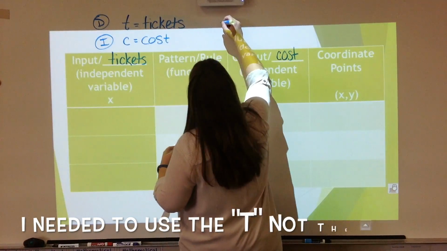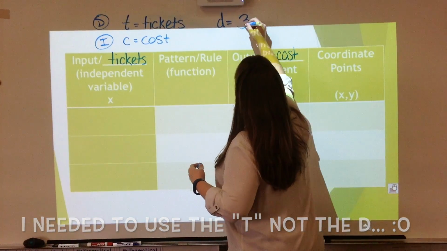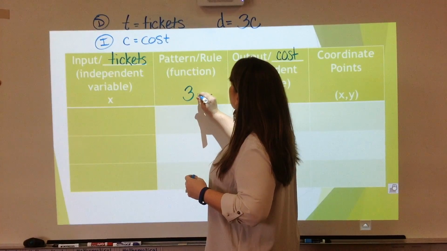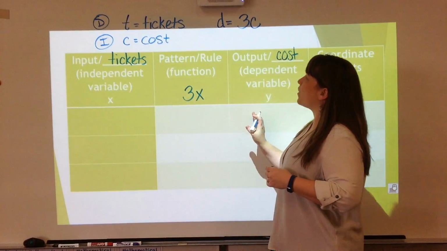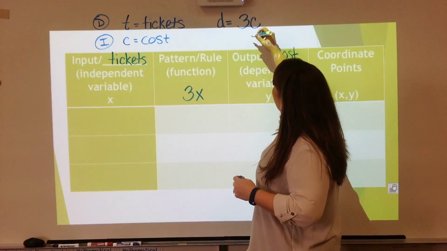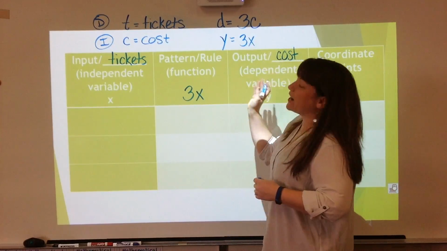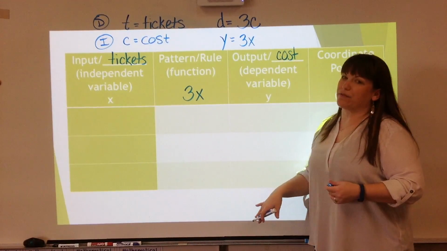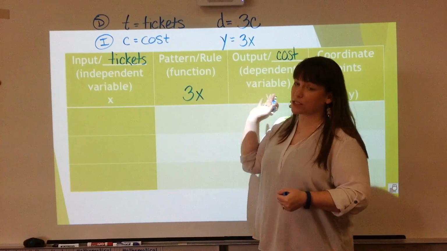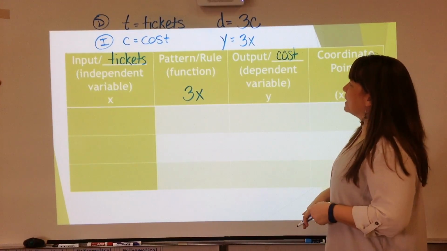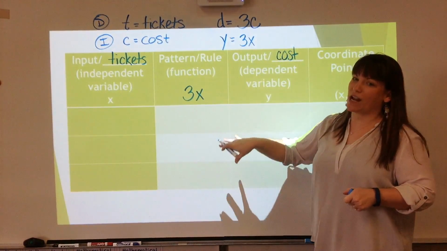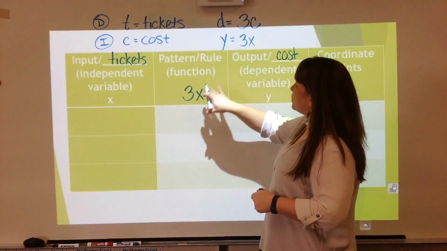Now we have to come up with a function rule or a pattern. So our equation is going to start with D equals 3C. The pattern is just this 3C. But because I'm going to be dealing with X's and Y's, I'm going to change my C to an X. If that's confusing you, the only reason why is that when we're dealing with a graph, we deal with X and Y values. You'll see our graph later on. We're going to label the x-axis and the y-axis to mean tickets and cost. So it should make sense at the end, but I'm just making this transition from the topics to the x and y's so that I can get my coordinate points. So our rule is 3x.